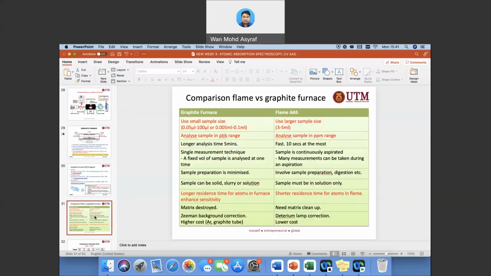So this is the comparison between flame and graphite furnace. You need to be able to get the gist of this, because it is a popular question to ask: what is the difference between flame AAS and graphite furnace AAS, what kind of sample can be used for each, which is more suitable, and which do you think can get much better results? I think you can just read this. It is very straightforward, as I have explained before.